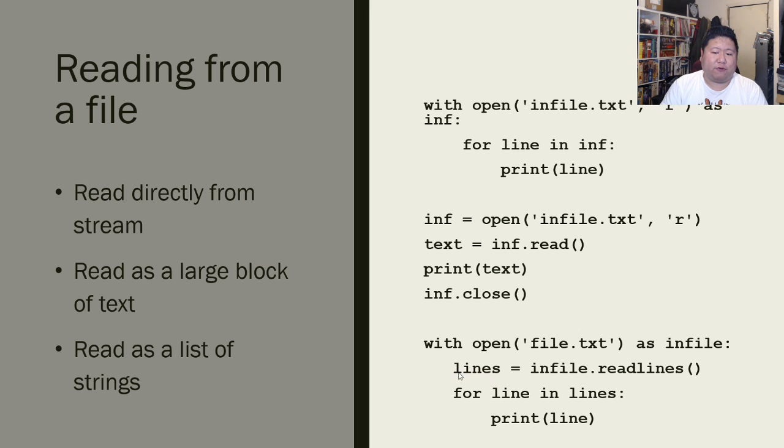I can say for line in lines, do something, and then at the end of it, I can go back and do for line in lines again. I don't have to worry about where the cursor is because lists don't have cursors. All right, so this thing.